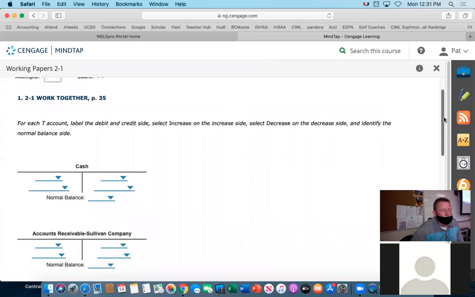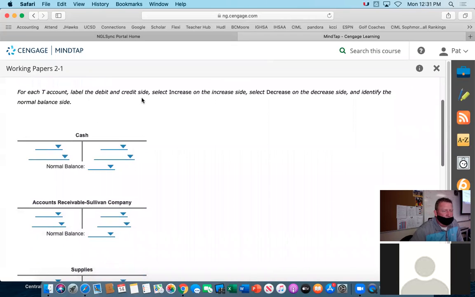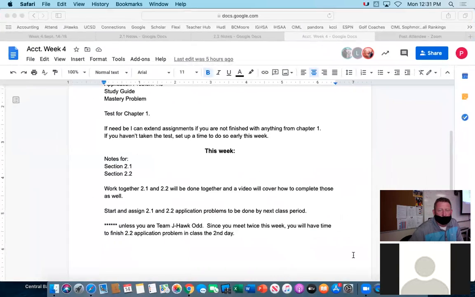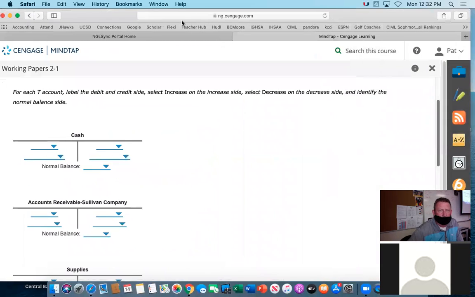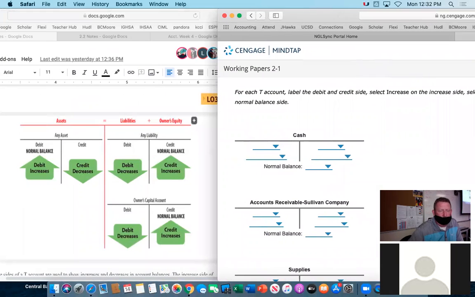All right. So our directions say for each T account, label the debit and credit, select increase or decrease, and identify the normal balance. We already said normal balance is a synonym for increase. So it's always going to be the same side as the increase. So what you want to do, if you had a question, you could use that chart to help you with this.